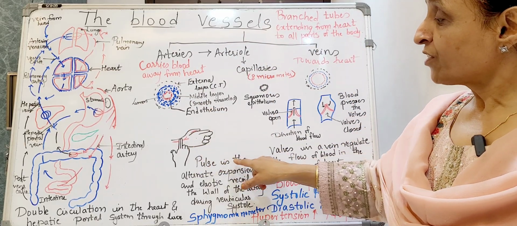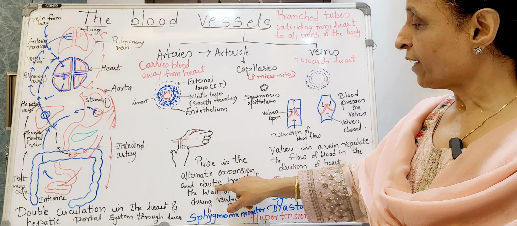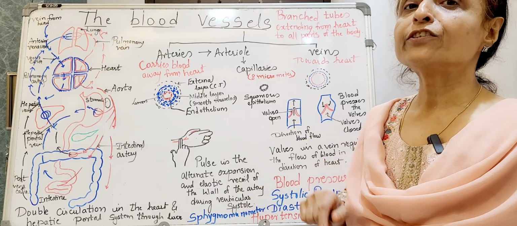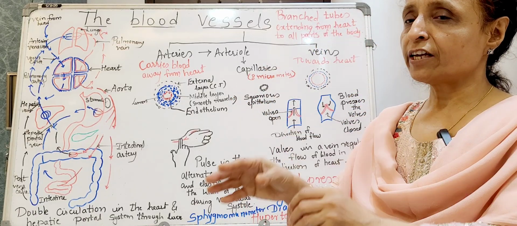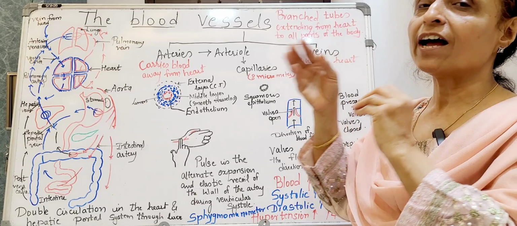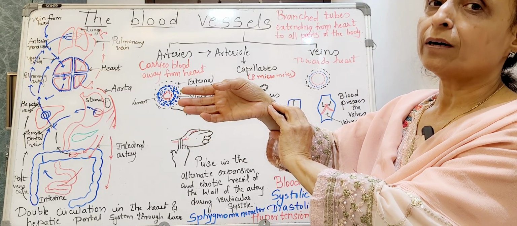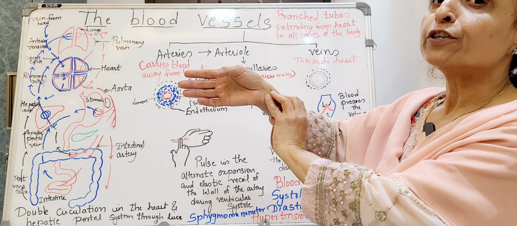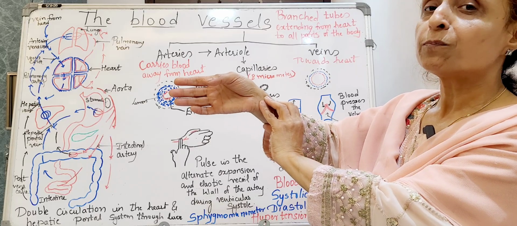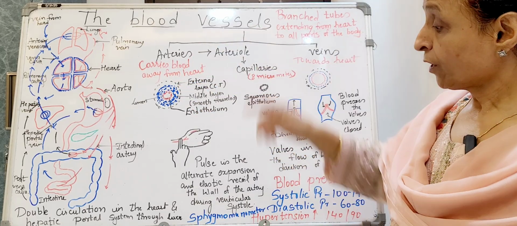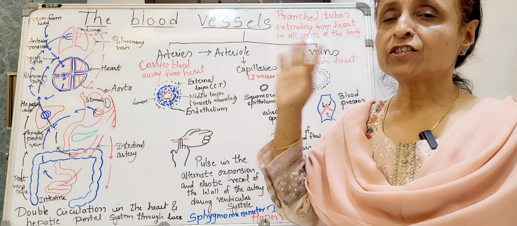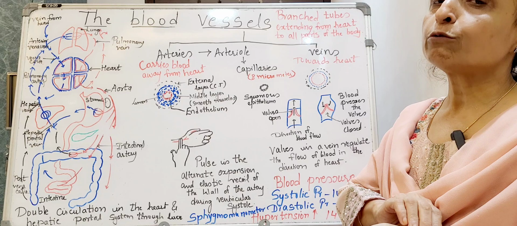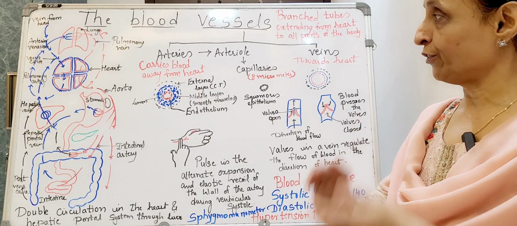So the pulse is the alternate expansion and elastic recoil of the wall of the artery during ventricular systole. So there is influx, then there is a recoil, and you can count the pulse. It should be 72 per minute. If it is more or less, then there is a problem with the system. So this is the pulse rate. If you go to a doctor, then the pulse rate is seen to check your health conditions.